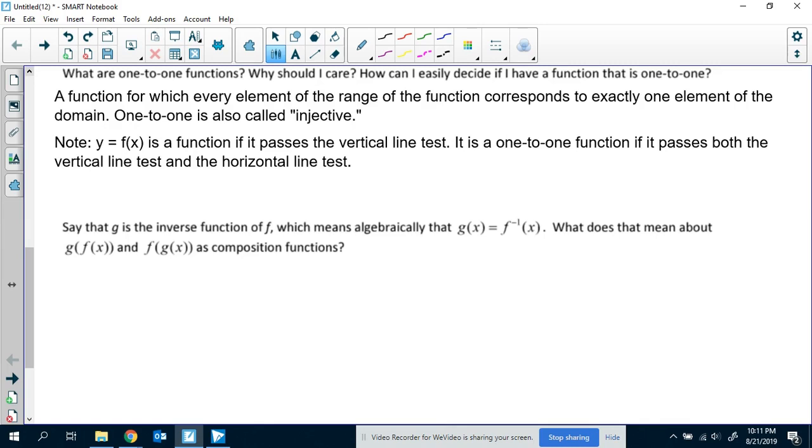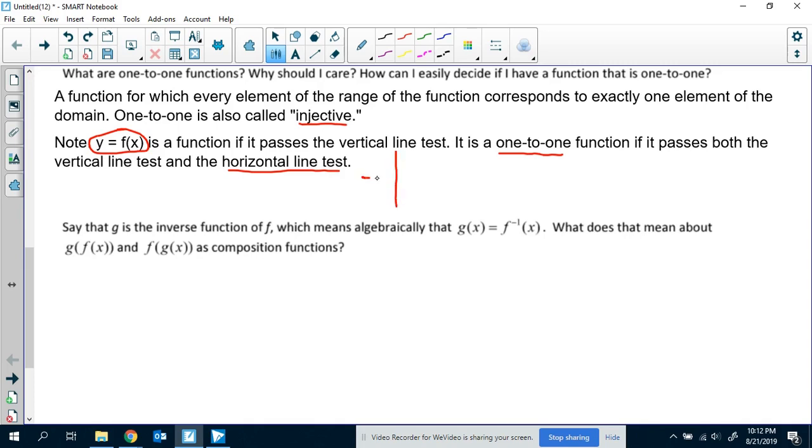We know that y equals f of x is only a function if we pass the vertical line test. An easy way to tell if something is injective or one-to-one is if it passes the vertical line test, because it has to be a function, and the horizontal line test. Horizontal line test means after it passes the vertical line test, there is exactly one element of the range for every element of the domain.